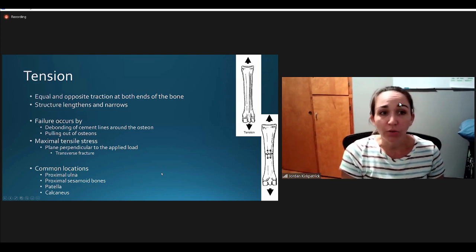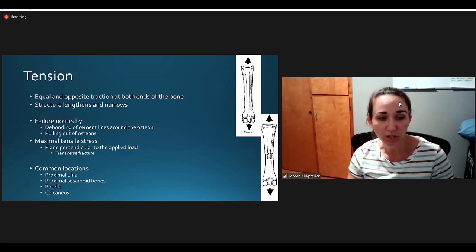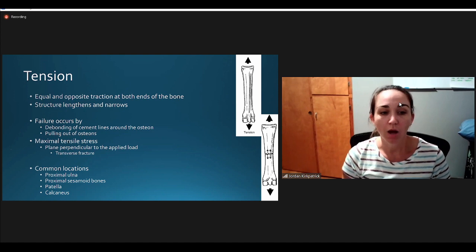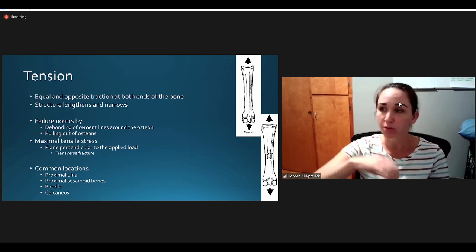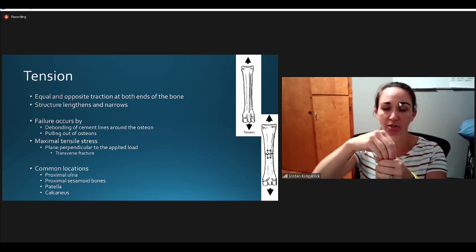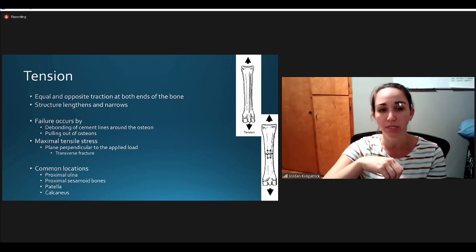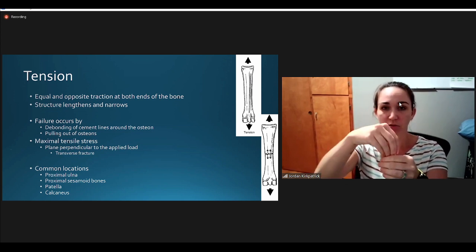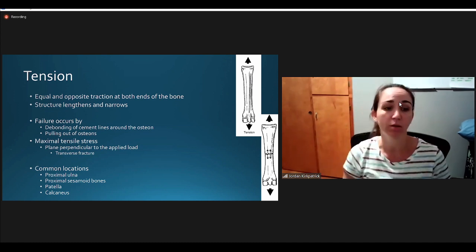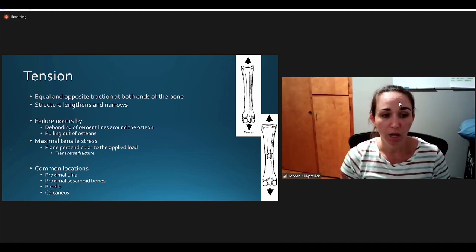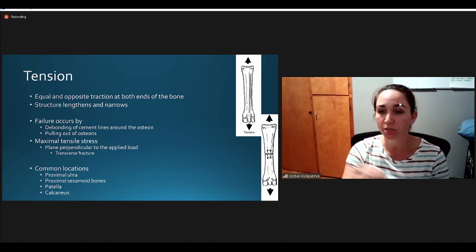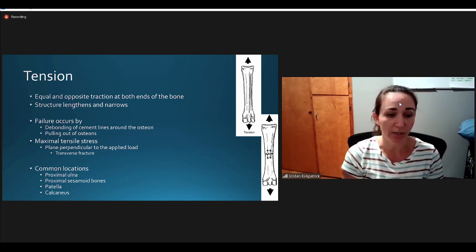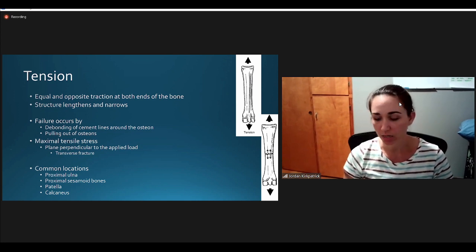Common locations for fractures in tension are the proximal ulna and the proximal sesamoid bones, because that's where the suspensory ligaments attach. And so we'll see what we call apical sesamoid fractures, where the suspensory ligament just pops off the top of the sesamoid bones. It can happen in the patella. Those tensile forces are usually the patellar ligaments, and then the calcaneus as well.